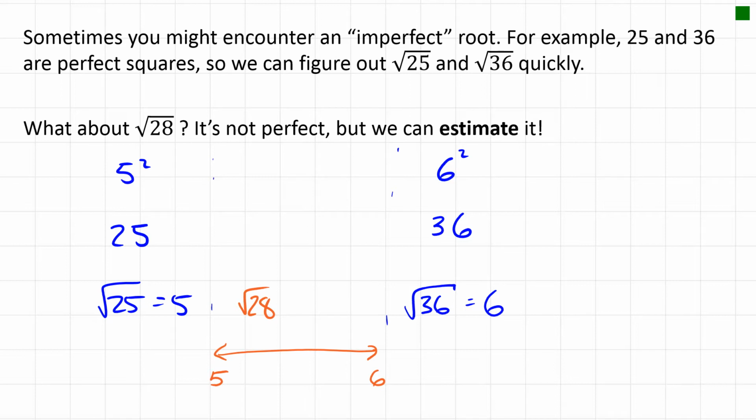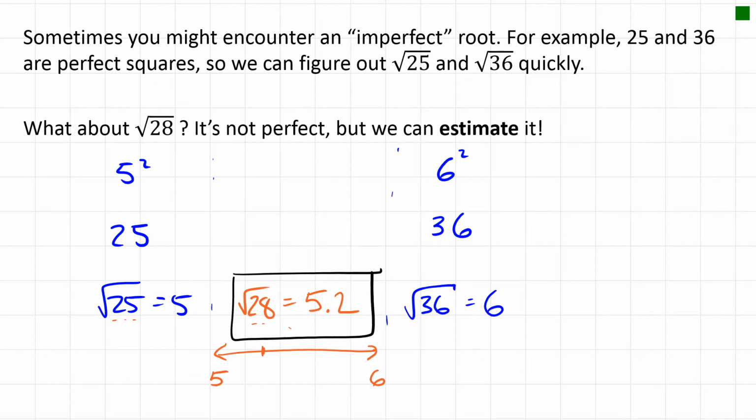So where is it going to be? Well, because 28 is closer to 25 than it is to 36, it's probably going to be somewhere over here, which means that we're looking at a number that's 5 point something, and the decimal value has to keep it closer to 5 than it is to 6. So a reasonable estimate, well, maybe 5.1 or 5.2. I'm just going to go with 5.2. So there's my estimate of the square root of 28.